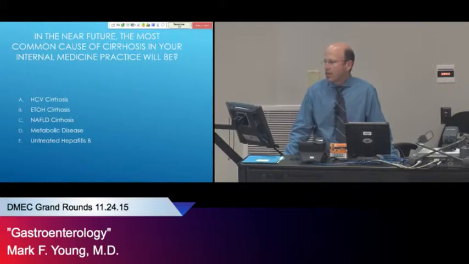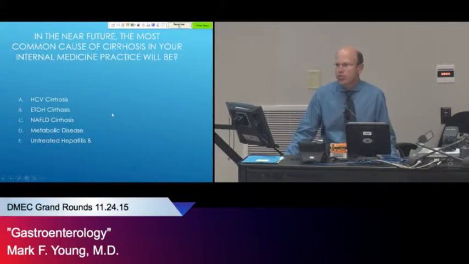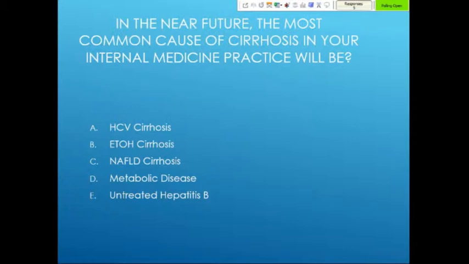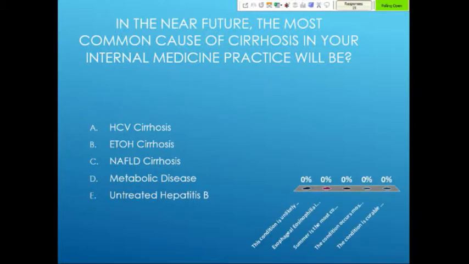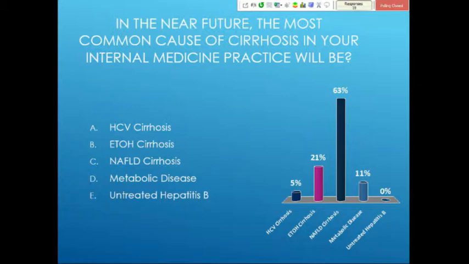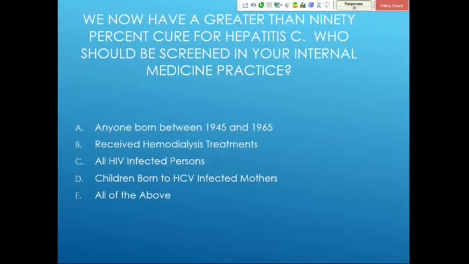in the liver. So the next question would be, in the near future, the most common cause of cirrhosis in your internal medicine practice will be HCV cirrhosis, alcohol cirrhosis, non-alcoholic fatty liver disease, metabolic disease, or untreated hepatitis B. So most people feel like it's non-alcoholic liver disease, and that's actually the correct answer. As we speak today, there's a great treatment for hepatitis C, and within the next couple years, non-alcoholic fatty liver disease will be the number one indication for liver transplant in the United States.